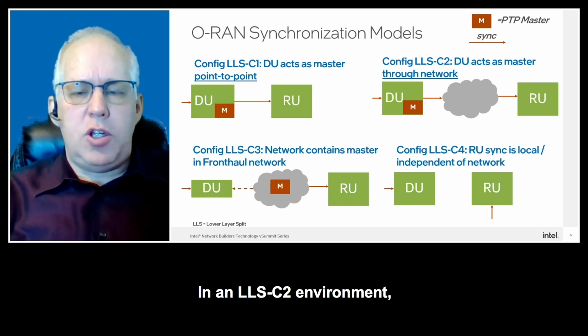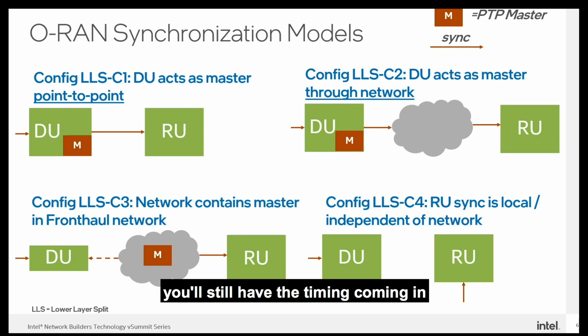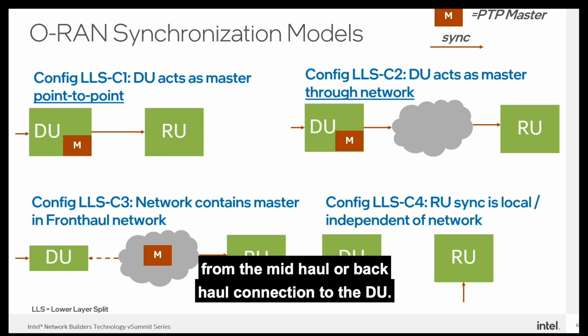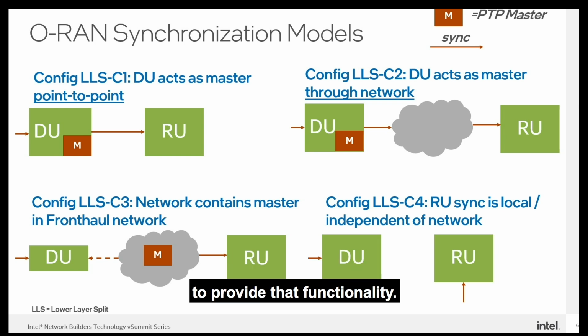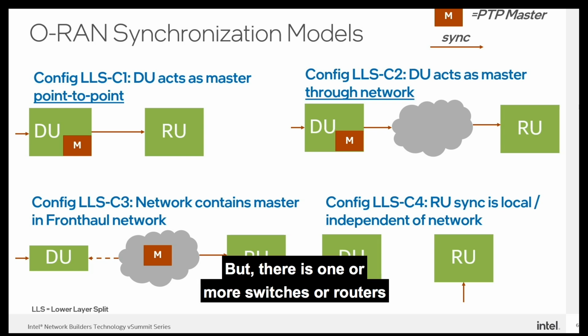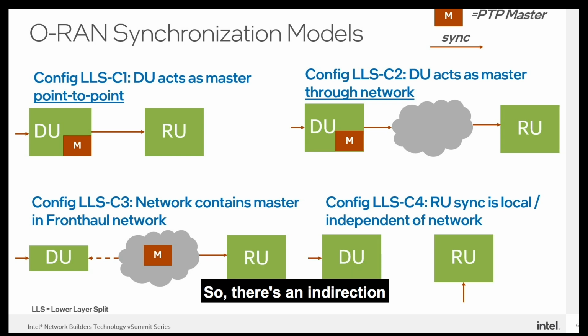In an LLS C2 environment, you'll have systems where you will still have the timing coming in from the mid-haul or backhaul connection to the DU, and then the DU is acting as a boundary clock to provide that functionality. But there is one or more switches or routers in a front haul network before you get to the RU. So there's an indirection between the DU and the RU in there.